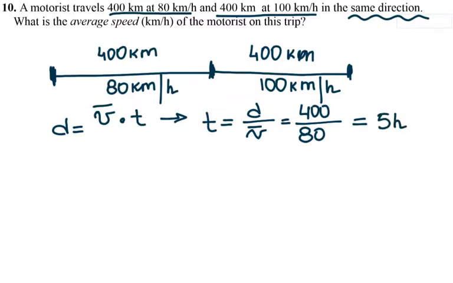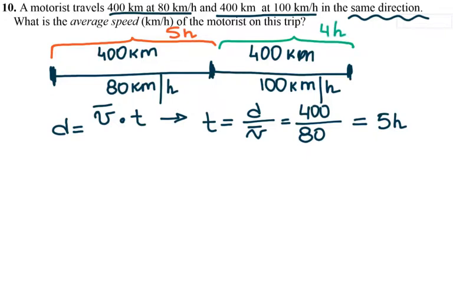So I know the first distance, it took 5 hours for the motorist to travel, so that is 5 hours. And then for the second, he travels 100 kilometers each hour, so that one is 4 hours.